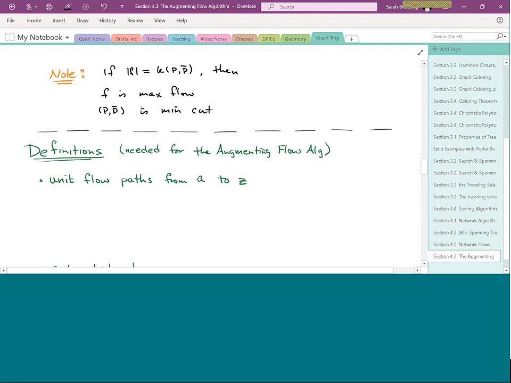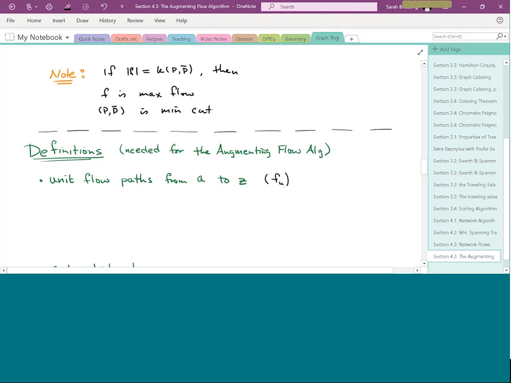So a unit flow path from vertex A to vertex Z is simply a flow that has a value of 1. That's it. Unit refers to 1 in math. It refers to more than that, but in terms of integers, it refers to 1. So this, in terms of symbols, we're going to call F_U, U for unit.